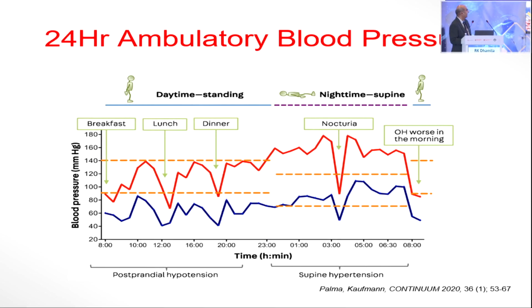So that is a cartoon showing the 24-hour ambulatory BP monitoring. You can see the blood pressure, systolic and diastolic, having a postprandial fall, then going up during sleep, particularly when the patient goes to the loo and then it goes up again. In the morning, the orthostatic hypotension gets worse. So that is something to be very cognizant of: postprandial hypotension, which I am going to speak about in a minute, and of course supine hypertension, to be recognized in all patients with Parkinson's disease.